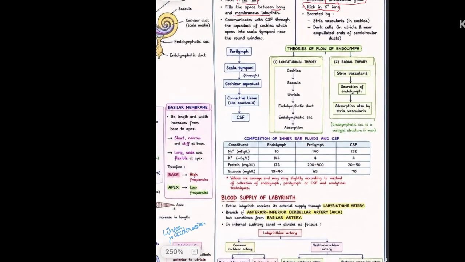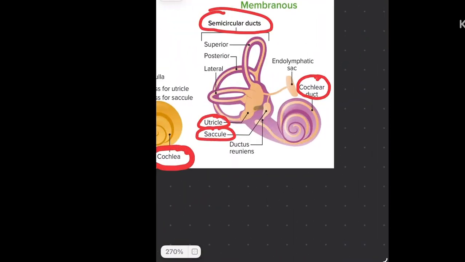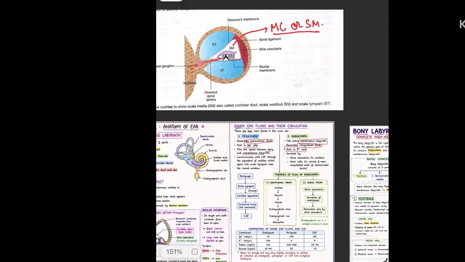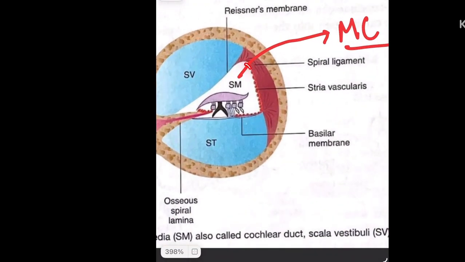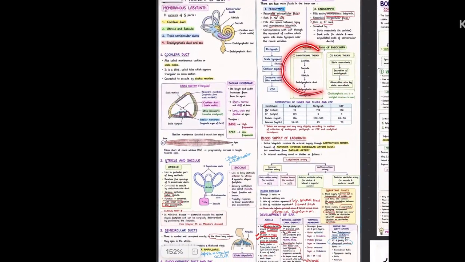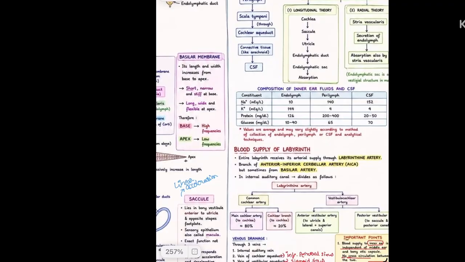Okay, great. There are some theories of the flow of endolymph. One is the longitudinal theory, one is the radial theory. Longitudinal theory is basically what? From the cochlear duct it goes to the saccule, then the utricle, then the semicircular ducts, and back to the endolymphatic duct. That is the longitudinal theory. Radial theory is from the stria vascularis back again to the stria vascularis. So if you see the composition, endolymph is rich in potassium, perilymph is rich in sodium, and CSF is rich in sodium. That is it.